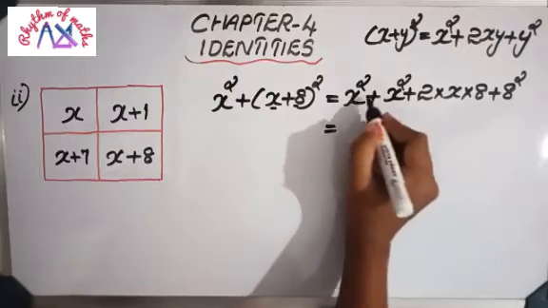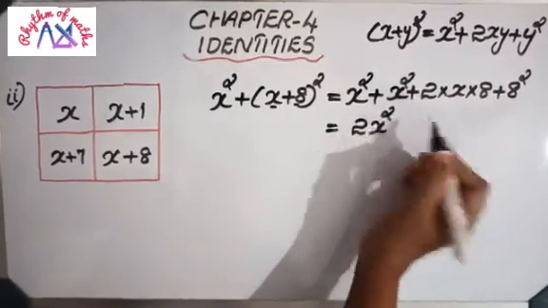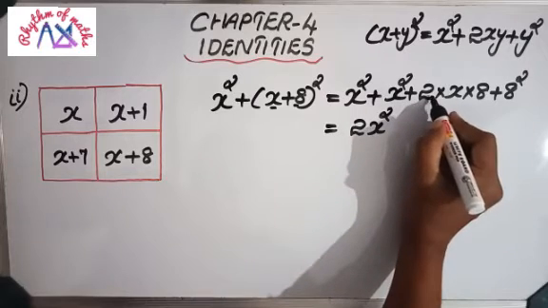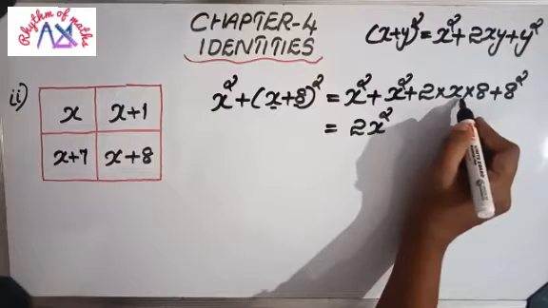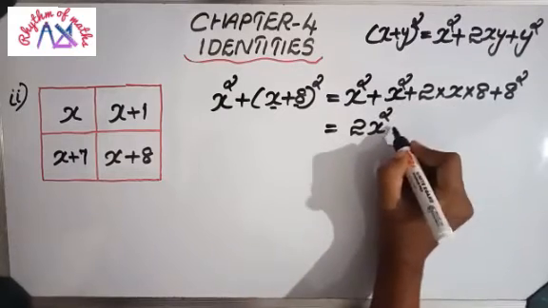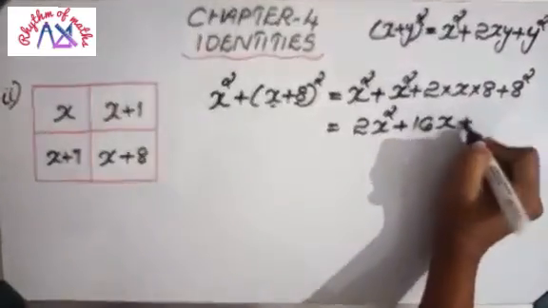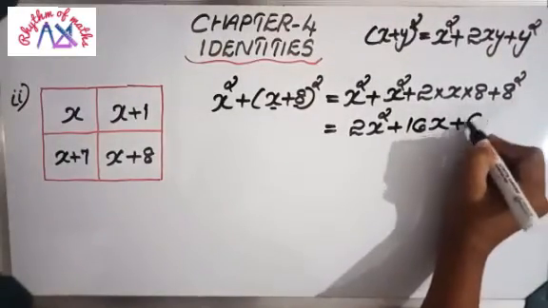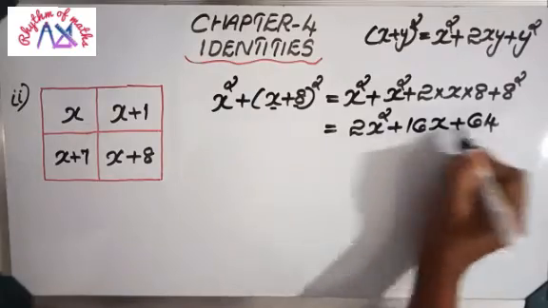Now let's simplify. X square plus x square, so total is 2x square. Sum. Now 2 into x, 2x. 2x into 8, multiplication here. So 8 2s are 16. So plus 16x plus 8 square. 8 square is 64. Okay. So this is first one's answer.